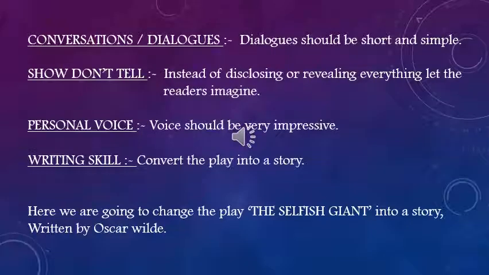Conversations and dialogues can also be used. Dialogue should be short and simple. Show, don't tell. Instead of disclosing or revealing everything, let the readers imagine. The personal voice should be very impressive. And for the writing skill, convert the play into a story. Here we are going to change the play The Selfish Giant, written by Oscar Wilde, into a story.